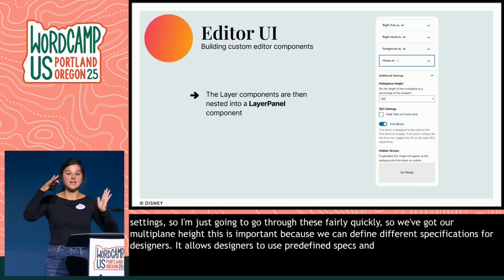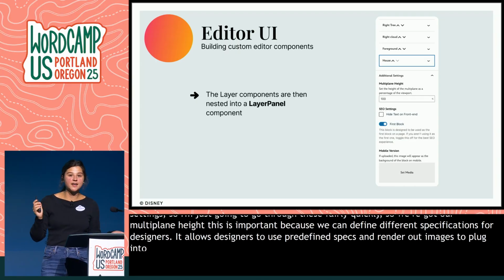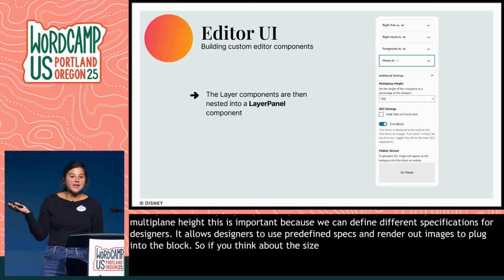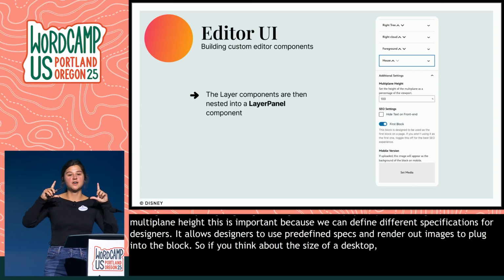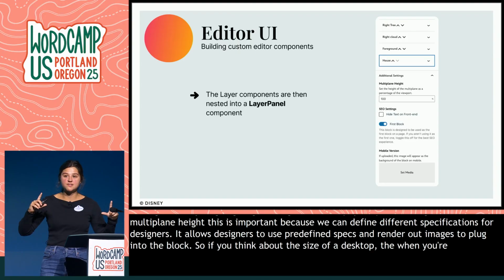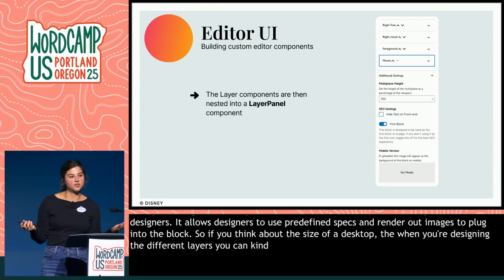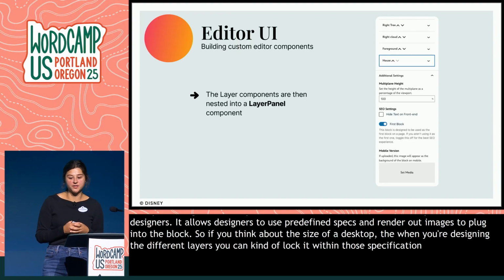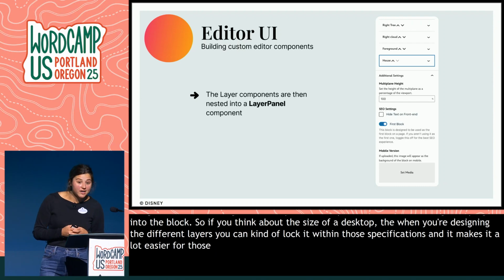So if you think about the size of a desktop, it's 1920 by 1080. You can define 1080 as the multiplane height, and then when you're designing the different layers, you can lock it within those specifications, and it just makes it a lot easier for those designers and artists to build the experience. Then we have our SEO settings.